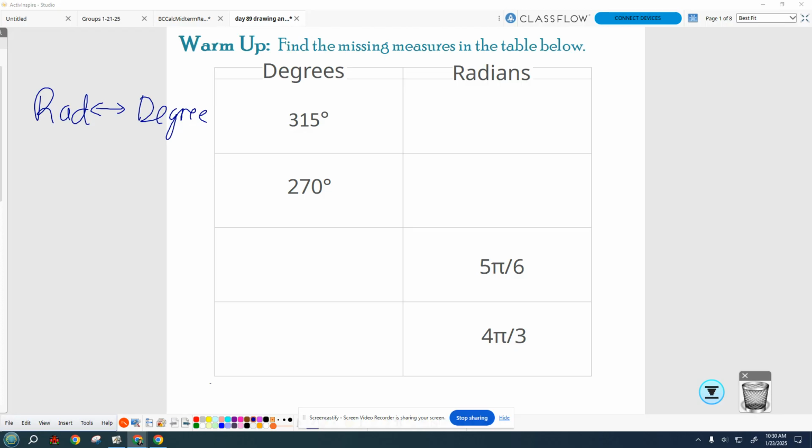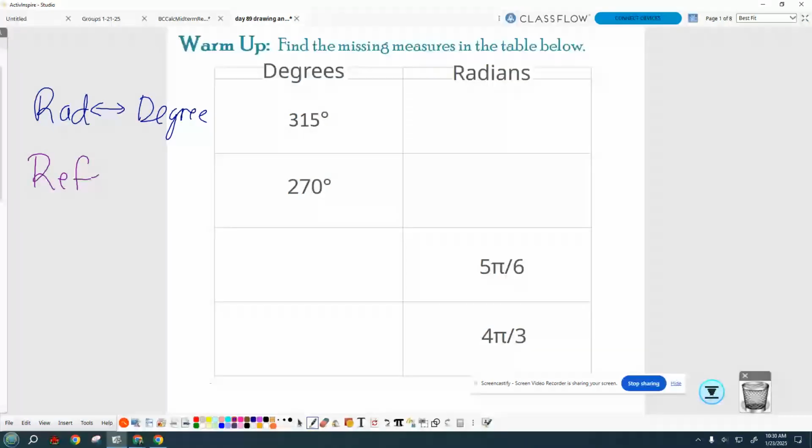Okay, so again, lightning fast trade today. One thing that you should have from yesterday, how to convert from degrees to radians. Another thing we're gonna do today, reference angles and coterminal angles. Okay.